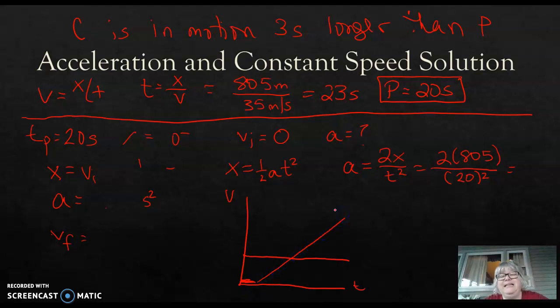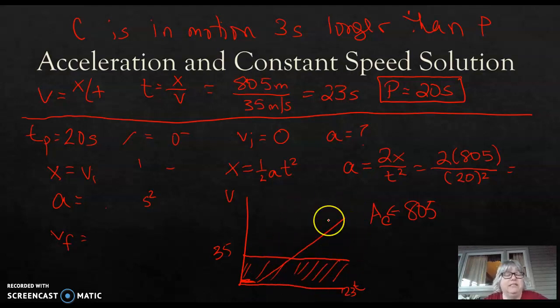Now remember, we said that the area under the graph is the distance that it traveled. So my car in those 23 seconds would have an area, this is 35, this is 23, 35 times 23 is going to give me 805. Area for the car. I would have to have the same area for 20 seconds, okay, for my police car.